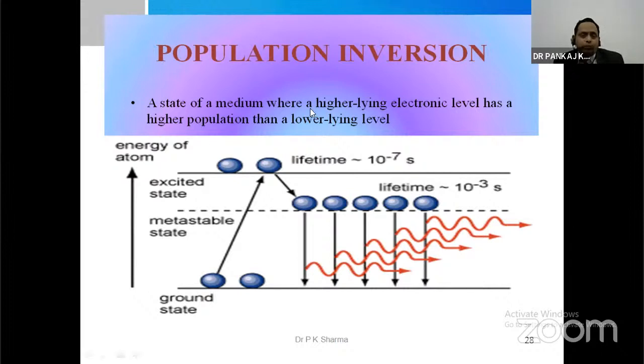A state of a medium where a higher lying electronic level has a higher population than a lower lying level, meaning N2 is greater than N1, is known as population inversion. If you see the diagram, this is the 3 energy level diagram. This part is known as the ground state, this part is the upper energy state, the excited energy state, and the middle part is known as the metastable state.